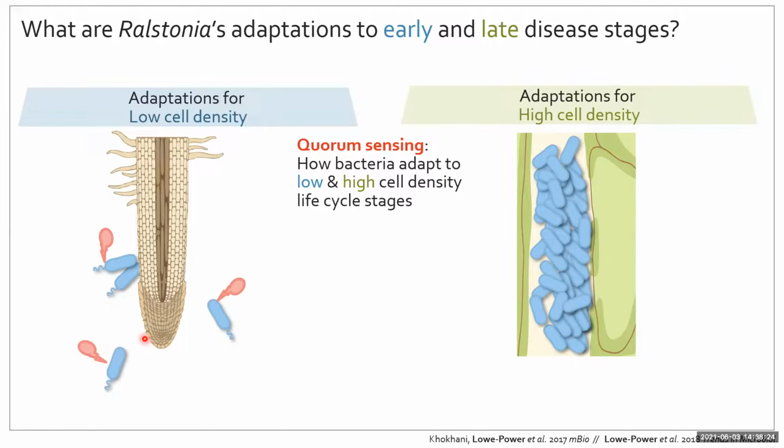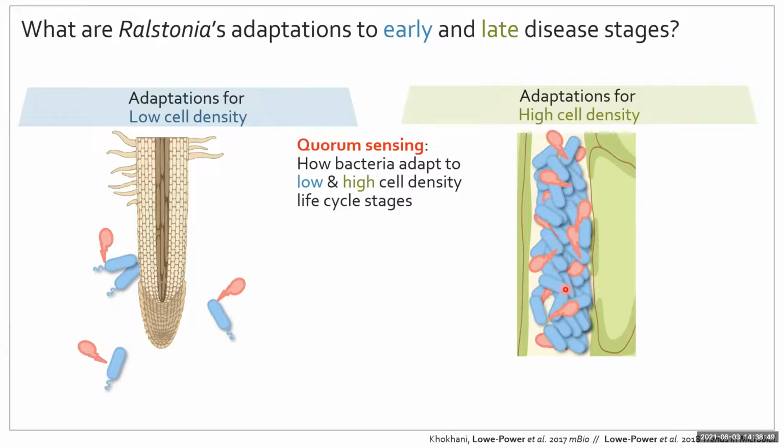When Ralstonia is at low cell density, like when it's in the soil and it's away from a plant, that signal, it produces it, but then it diffuses away and it stays at really low concentration. In contrast, when they start to become very dense, like when they're inside the plant, you have a whole bunch of those same cells that are all producing that same molecule, and the concentration of it rises.